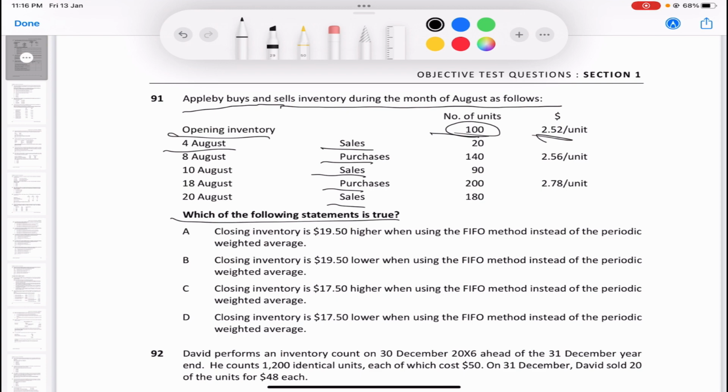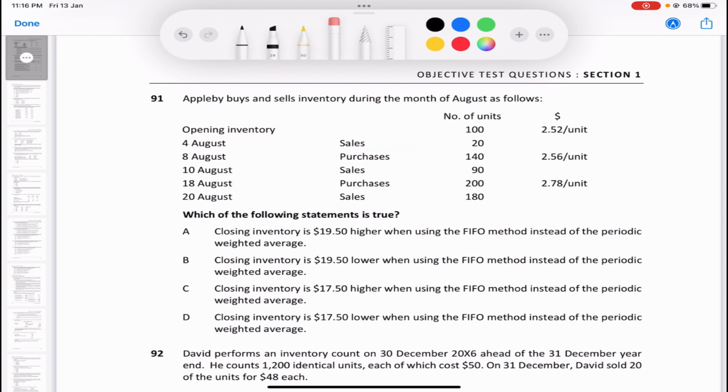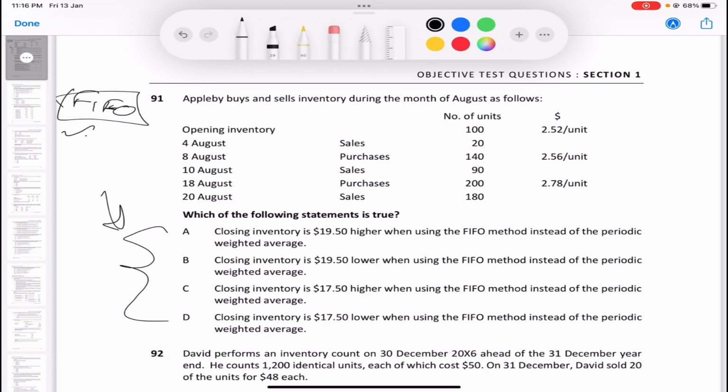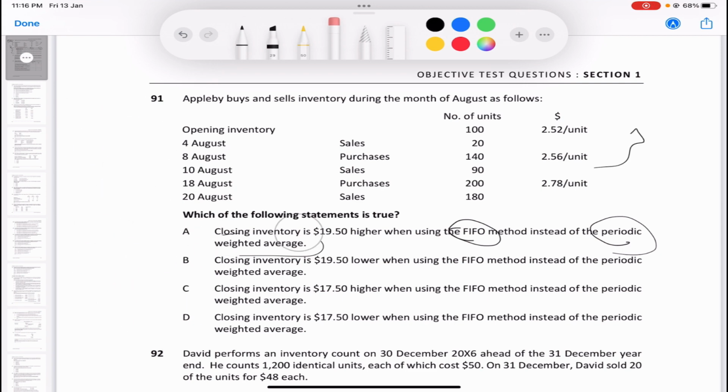Think about it. When you have to solve a question like this, how are you going to do it? You can just use the FIFO method, because it will become easy for you. You have to see the solutions first and then see which method to apply. If you read the solution, the FIFO method is being used, and the periodic weighted average. So let us solve the same question using both methods and then come to a consensus.